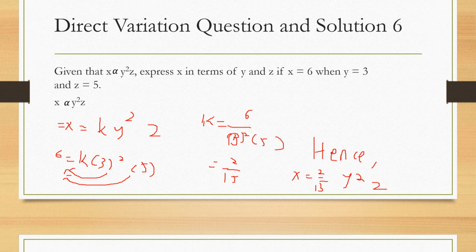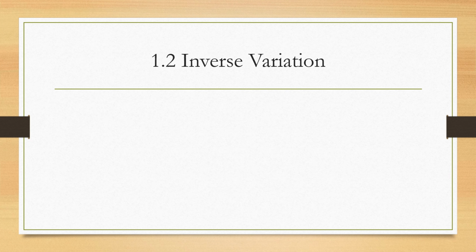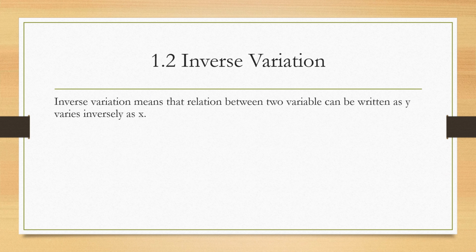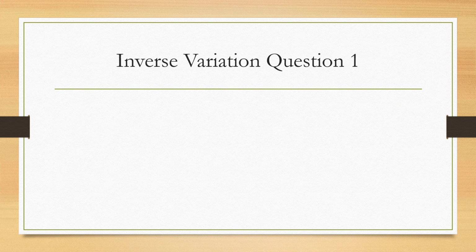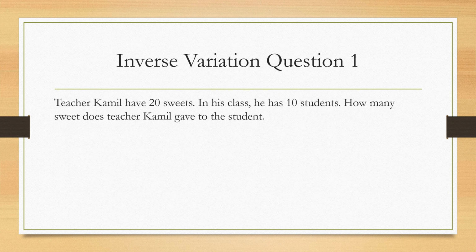Next, inverse variation. Inverse variation means that a relation between two variables can be written as y varies inversely as x. If x decreases, y will increase. This is the graph. If x increases, y will decrease. Okay, next, inverse variation question 1.